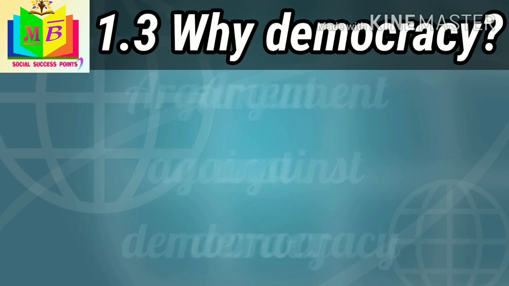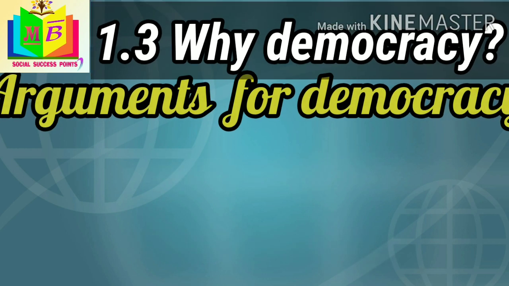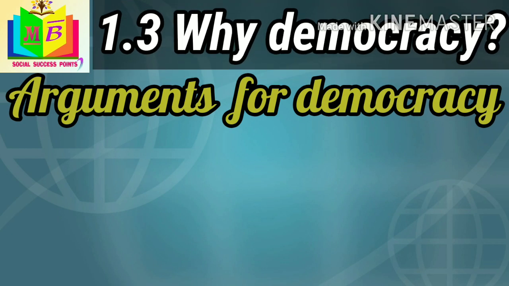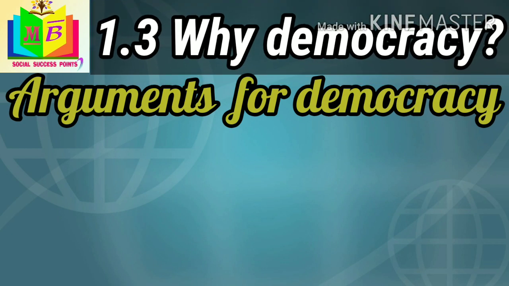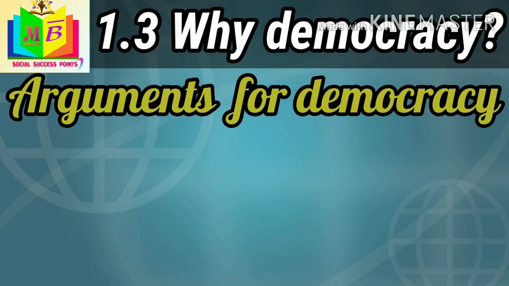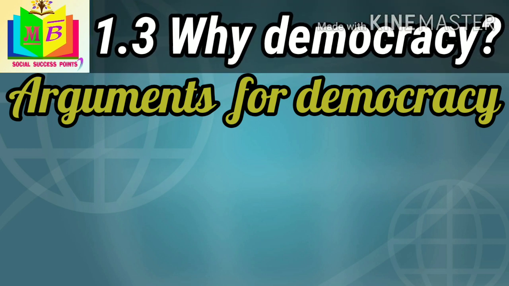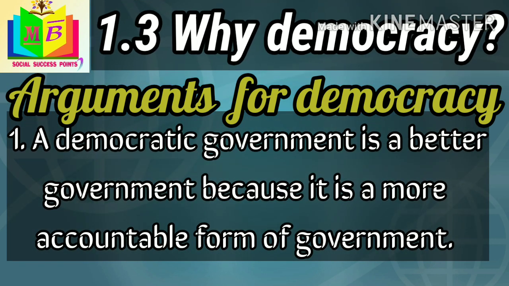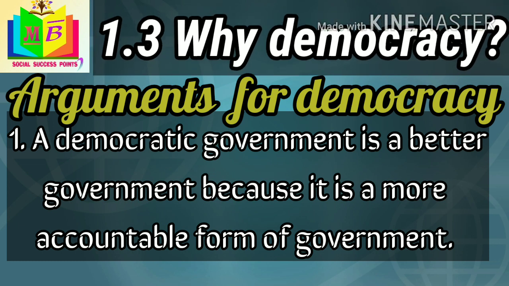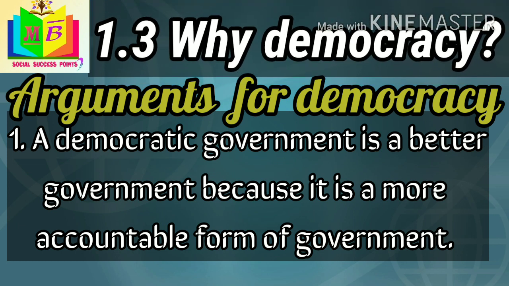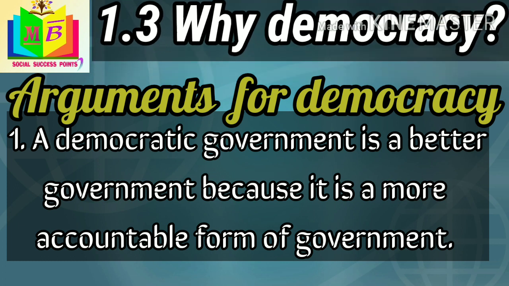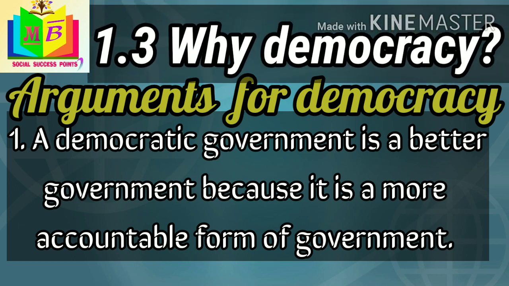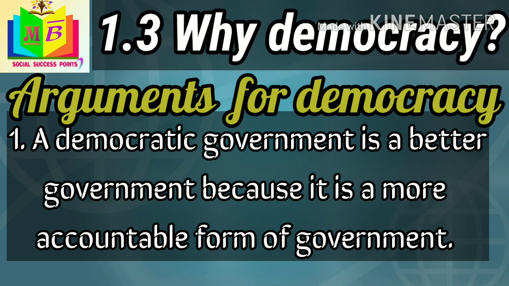Now we will see the next topic, arguments for democracy. In arguments for democracy, we will discuss the favor of democracy. Here we will see 5 arguments for democracy. The first argument is a democratic government is a better government. A democratic government is a better government because it is a more accountable form of government, and democracy is better than any other form of government in responding to the needs of the people.